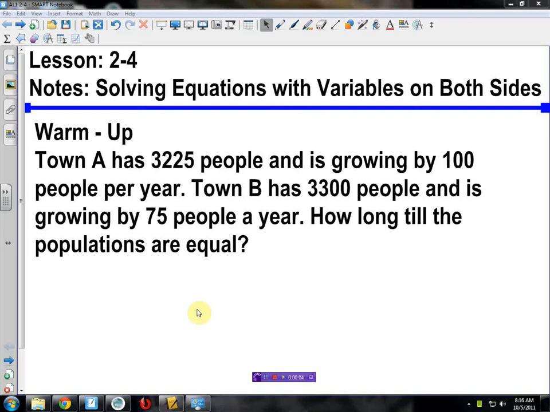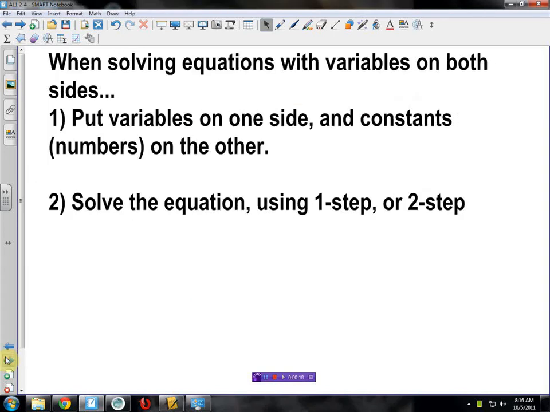So for Algebra 1, today we're going to go over lesson 2.4, which is solving equations with variables on both sides. When we're solving equations with variables on both sides, we basically have two things that we want to do. We want to get the variables on one side, the constants on the other, where constants are just numbers, right? Once we have it separated, we should be able to solve it with a one-step or a two-step equation, okay? So basically, we want to change it into a form where we know how to solve it, right?